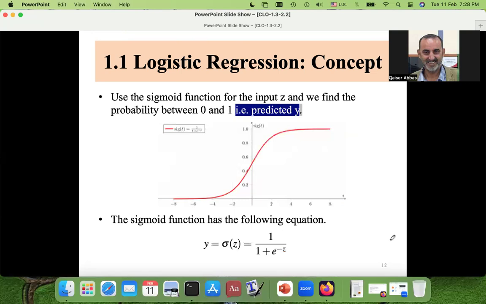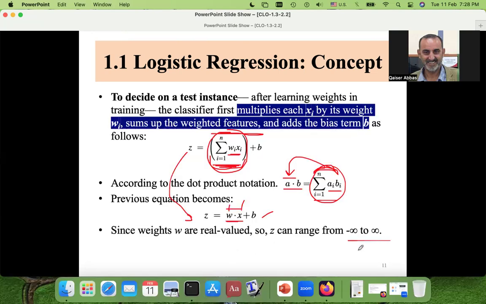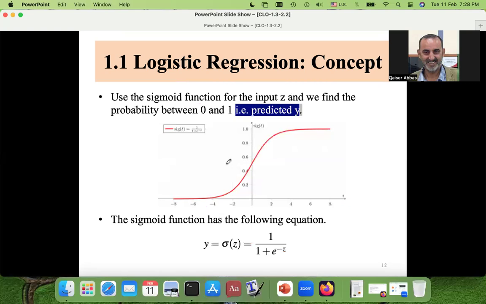Moving next. So we have this equation up to now: Z is equal to w dot x plus b. If you see the equation of linear regression, it would be similar to this. I'm just giving you the reference. It will have a similar shape. But this is something we have up to now. This is not logistic regression. Here it is the logistic regression.